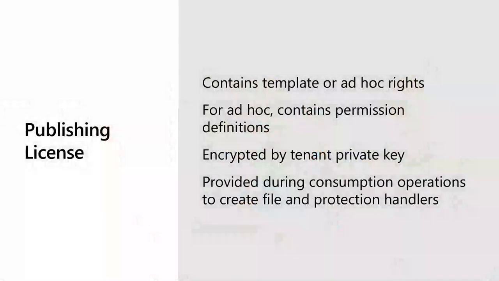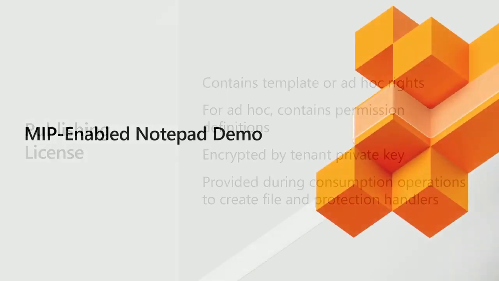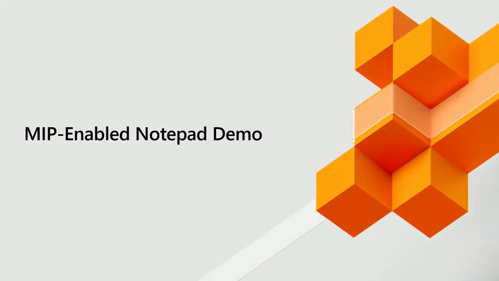If I have a mobile device and I need to consume something and it's got a 10 megabyte publishing license for a 10K file, that doesn't really work well, especially on metered connections. So then I'll take that publishing license, parse it from my file, and then I provide it during consumption operations to create file and protection handlers. And so the file API abstracts this. I don't have to worry about it. If I'm using the protection APIs, I'll have to know how to use that publishing license. And I'll show you that in a demo here shortly. Or right now.